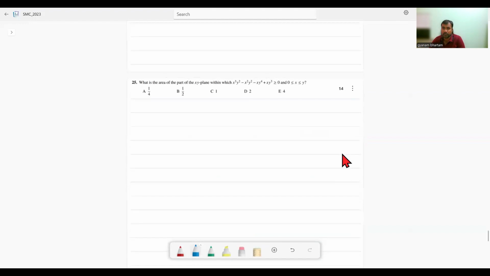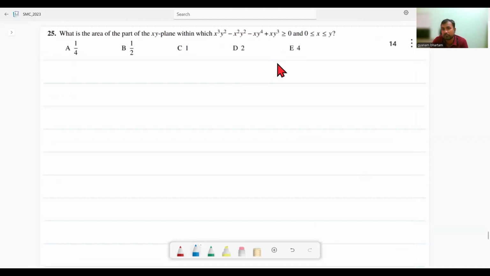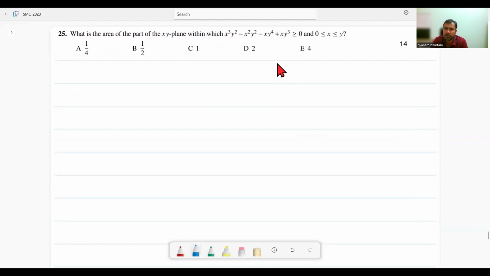Okay, next question. That's the last question we have. And it's not a geometry question. No, this is not. So if you observe in SMC, the questions' major topic is geometry, especially area. Okay. What is the area of the part of the XY plane within which this is there, right? So first we have to find this part.